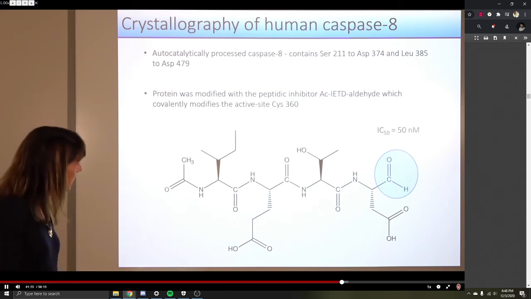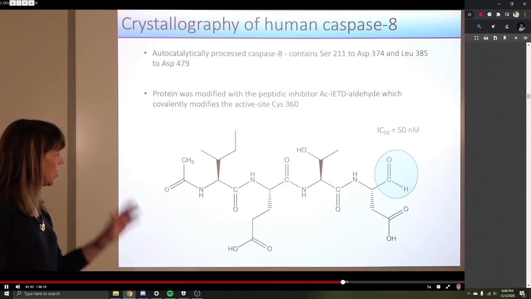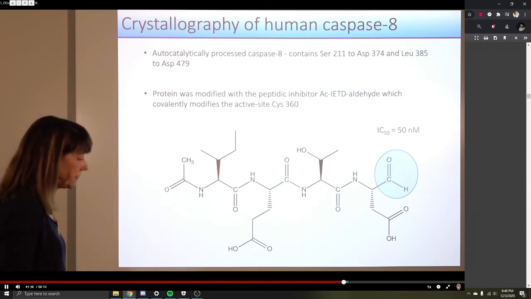And the answer is no, because the cysteine, the sulfur is going to be here. That hydrogen, it's not going anywhere. It's not a good leaving group, and you can't protonate it to get it to go. And so you'll see these aldehydes used a lot of times to inhibit enzymes.